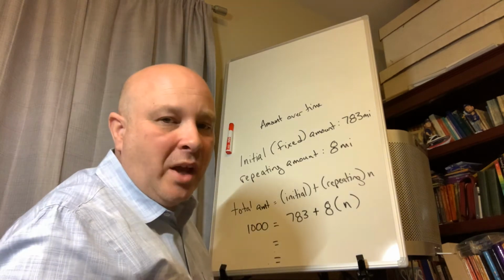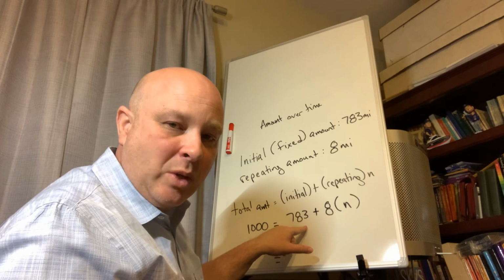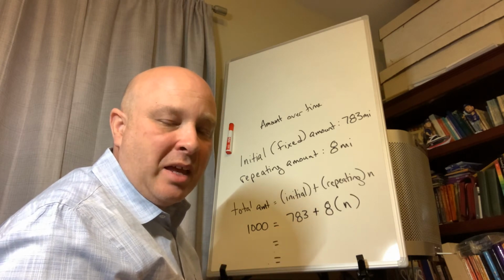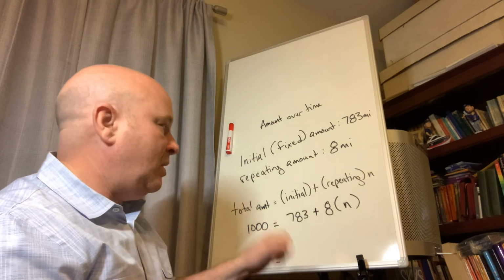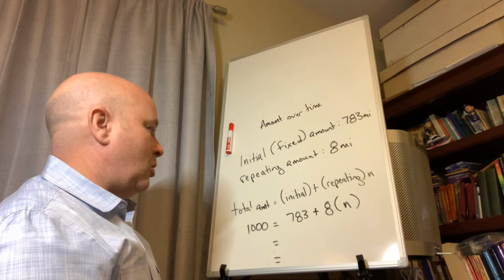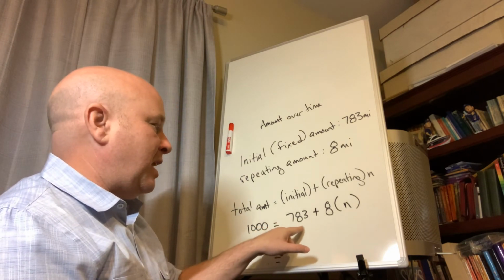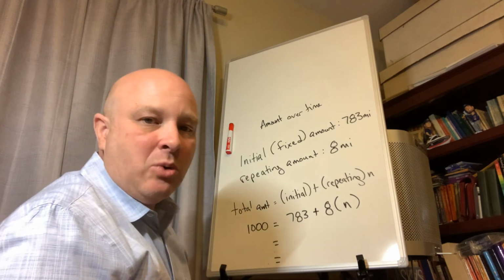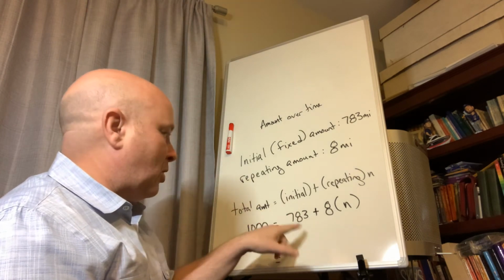In what year, if they started with 783 in 2014, in what year will they say, we've got 1,000 paved miles? Well, this is very simple. We're going to solve for N, okay? So in this particular case, I've got 1,000 equals 783 plus 8 times N, and I don't know what N is. I don't know how many years that is. So I'm going to start off by solving for N.